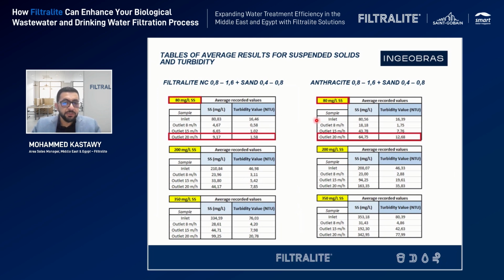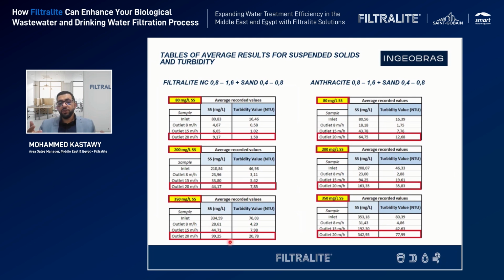Of course, this experiment was done with different velocities, so 8 meter per hour, 50 meter per hour, and 20 meter per hour. And as we continue increasing the suspended solid coming inside the water, we can see the gaps go even bigger. So this one, 200, was reduced only to 163 with a turbidity of 35, while with Filtralite, it was reduced to 45 with a turbidity of 7.8. The same goes for 350. With this one, almost nothing happened. It was reduced only to 332 with a turbidity of 78, while with Filtralite, it was reduced from 350 to 99.